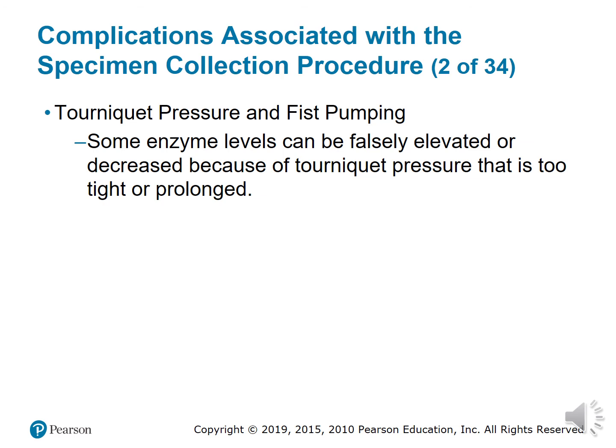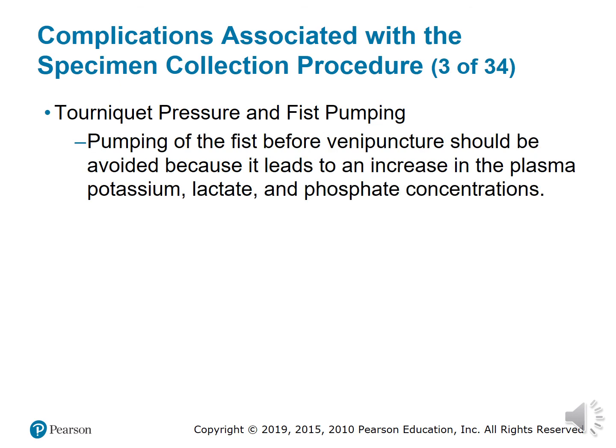Some enzyme levels can be falsely elevated or decreased because of tourniquet pressure that is too tight or prolonged. Pumping of the fist before venipuncture should be avoided because it leads to an increase in the plasma potassium, lactate, and phosphate concentrations.